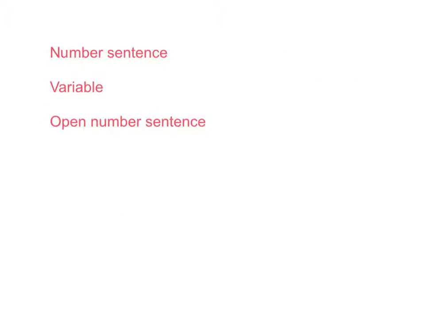So, I hope after this lesson you are more of an expert in what a number sentence is, how to write a number sentence, and that you know what a variable is, and how to solve what's missing. And I also hope you remember that when a number sentence uses a variable, we call that an open number sentence. It's missing some information.